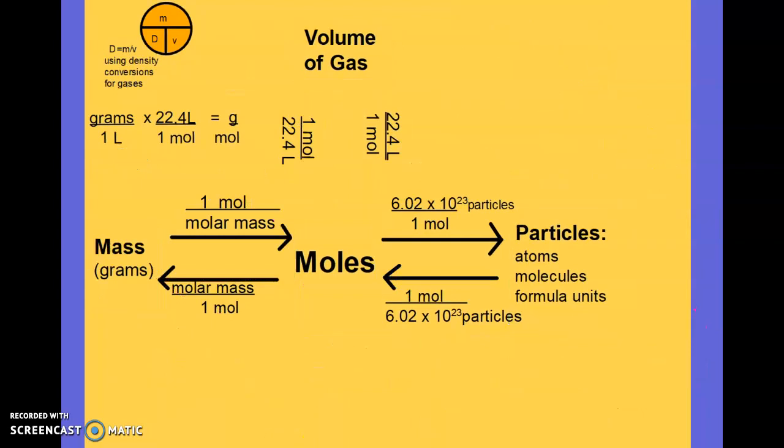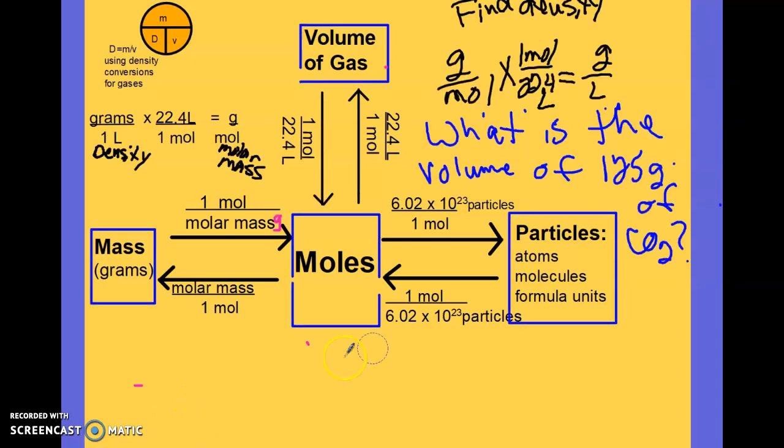Okay, so let's do another example. What is the volume of 125 grams of CO2? All right, so now I want to know the volume. So even though it doesn't say CO2 gas, I really need to assume that, yep, this is actually CO2 gas. I want to know the volume. That's going to be in liters.